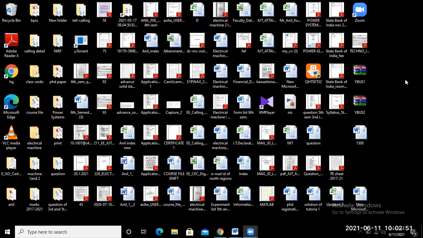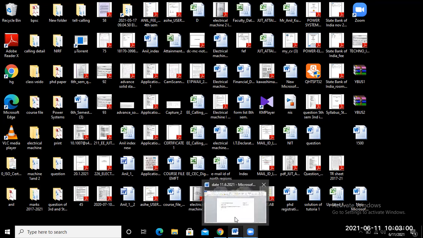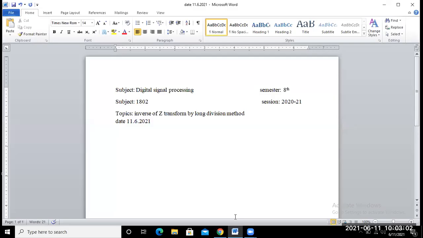Today we are going to discuss another method for the inverse of the Z transform, that is, the inverse Z transform by the long division method. This is basically the same as the general division we have performed. So just see how we can find the inverse of the Z transform by long division.